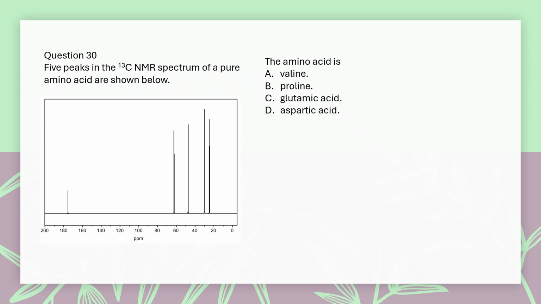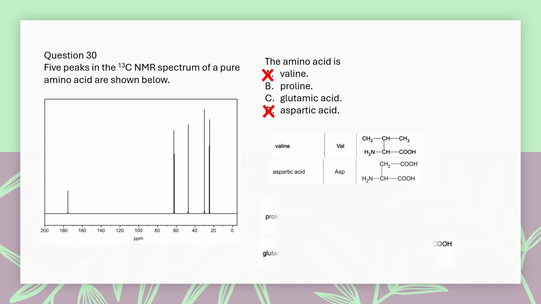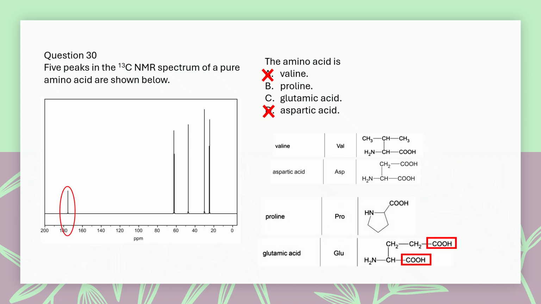The observation of 5 peaks in the carbon-13 NMR spectrum of the pure unknown amino acid indicates the presence of 5 distinct carbon environments. While valine and aspartic acid have only 4, both proline and glutamic acid possess 5. However, proline exhibits a single peak around 180 ppm due to its sole carboxyl group, whereas glutamic acid shows 2 peaks in this region, corresponding to its 2 carboxyl groups. Thus, option B is correct.